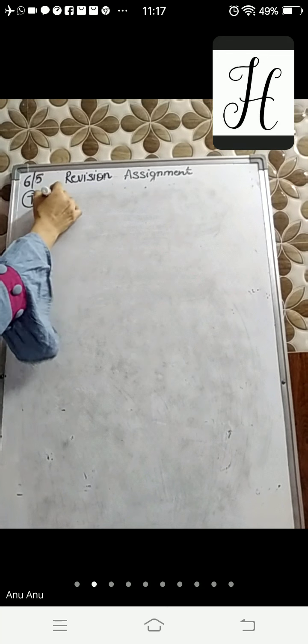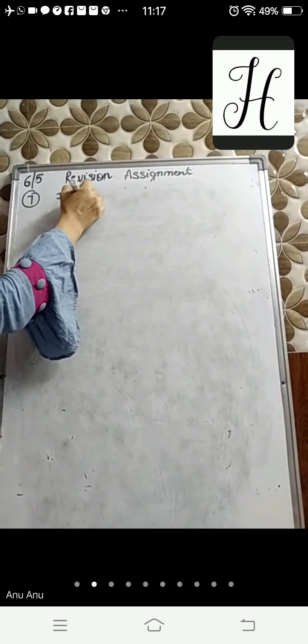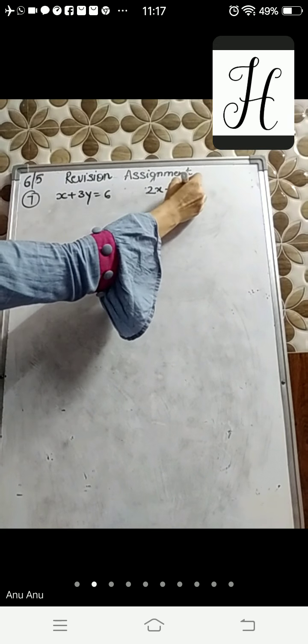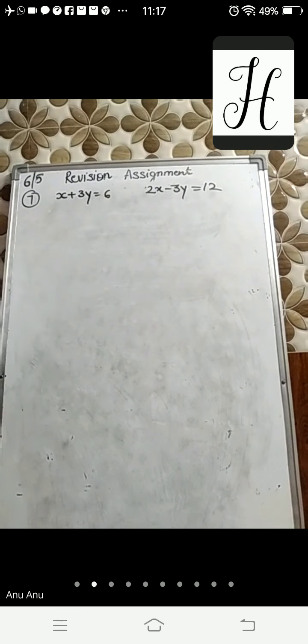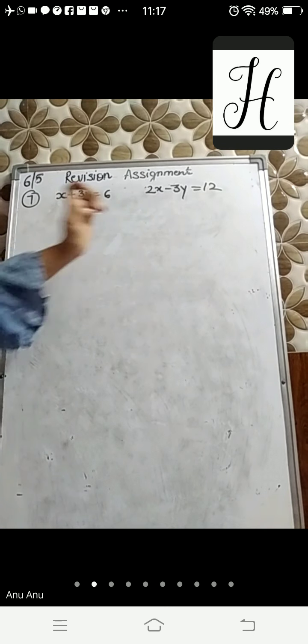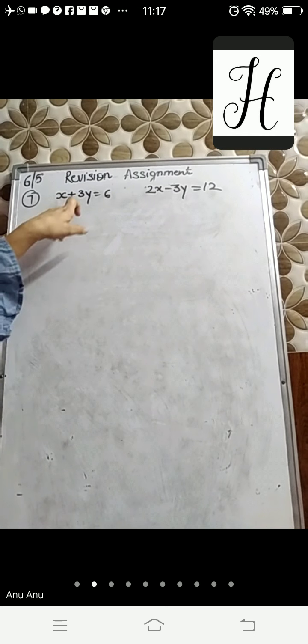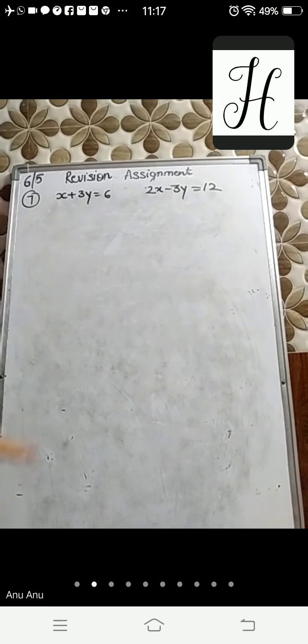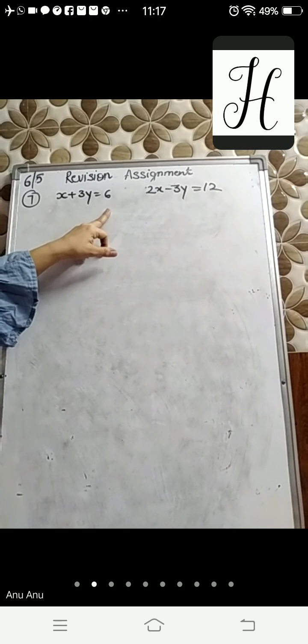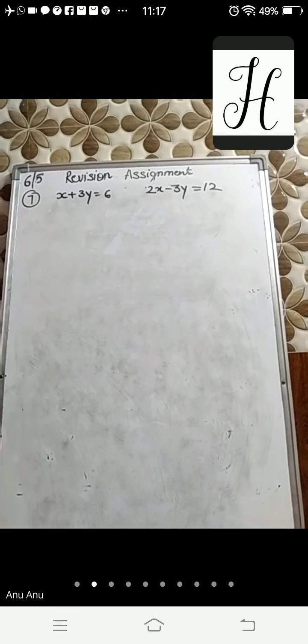Question number 7 is x plus 3y is equal to 6, and 2x minus 3y is equal to 12. Two equations are given. You have to draw the graph of these two equations, and you have to shade the triangle that is formed by these two lines with the x-axis. This similar type of question we have done in the second exercise of the chapter, the last question of the second exercise. You did this, if you remember.